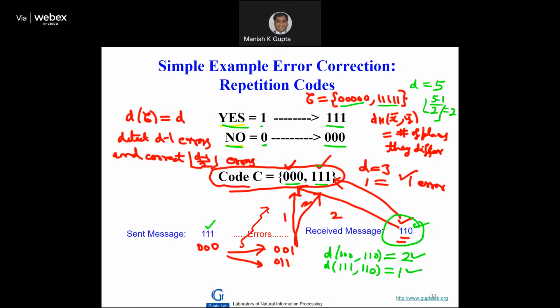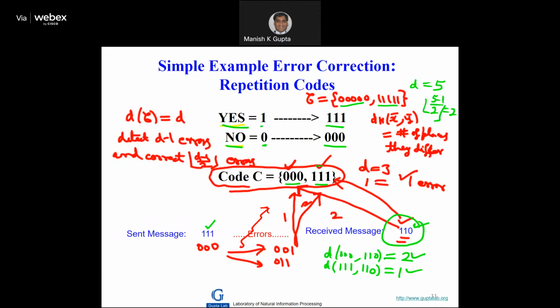I know that all the messages are either this or this, right? So I just collect them and I call it a code. This is our error correcting code. I received 1, 1, 0. Now I compare the received vector 1, 1, 0 with this and this, and I ask this question: is 1, 1, 0 close to 0, 0, 0 or 1, 1, 1?